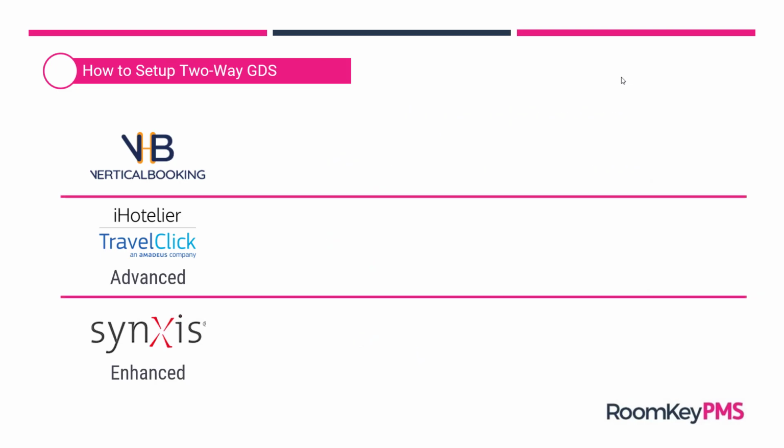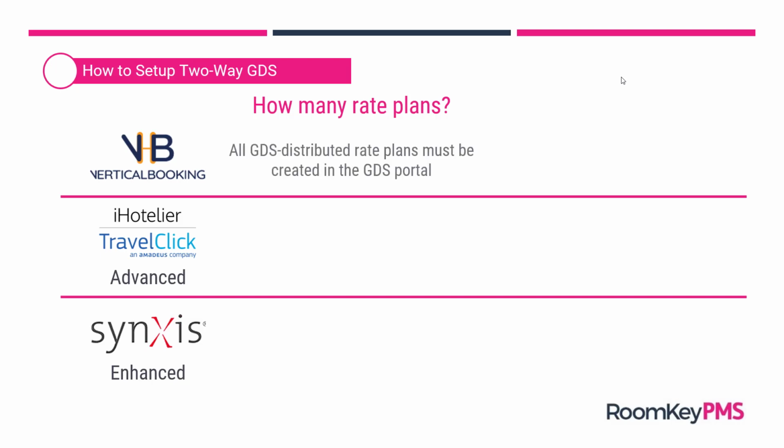So the first difference that we do have with these different interfaces is how many rate plans you need to build on each platform. So for vertical booking, you will need to create all of your GDS distributed rate plans in the GDS portal. That means all of the rate plans that appear in RoomKey with a check mark in the GDS column, you'll need to build those as rate plans on your GDS portal as your first step. And then, of course, step number 2 would be to complete the integration inside RoomKey in the Rate Wizard.